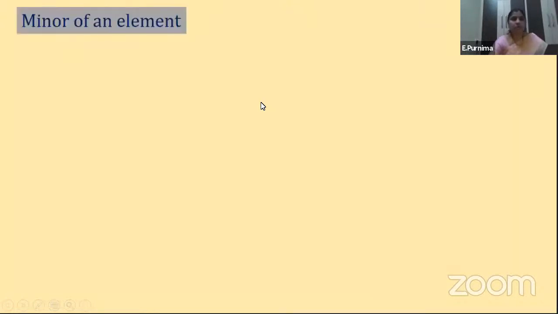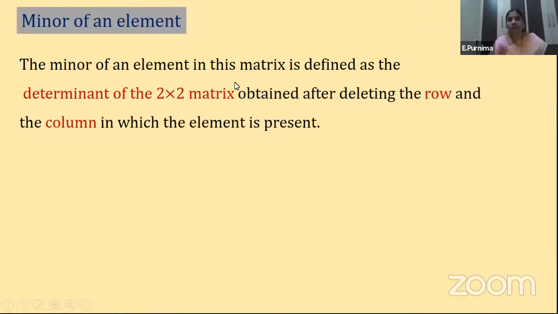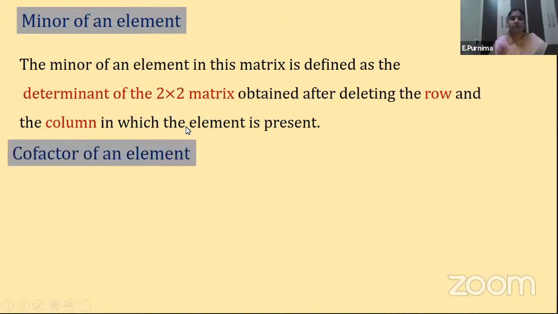Okay, so what is a minor of an element, children? Minor is nothing but the determinant of a 2 by 2 matrix obtained after deleting the row and column in which the element is present. Here we are talking about the minor of an element in a 3 by 3 matrix. So after deleting the row and column in which the element is present, the leftover 2 by 2 matrix, if you find the determinant of that, will give you the minor of that element.